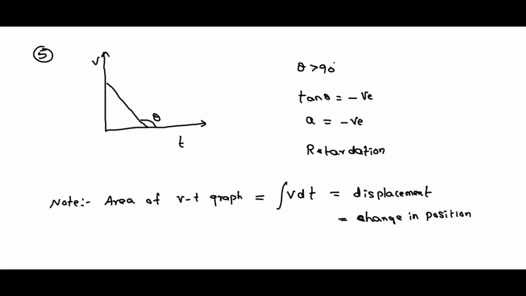These are the few different types of velocity versus time graph.